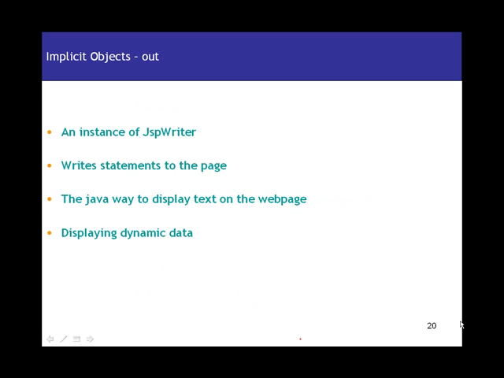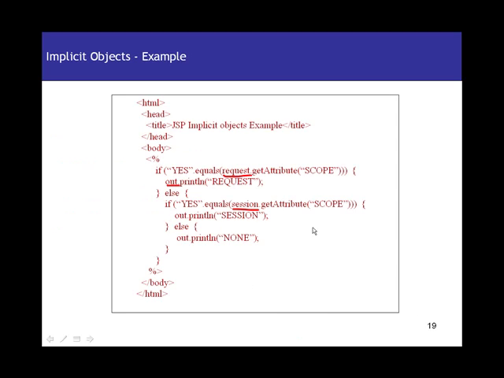Okay, so the first implicit object we have is the out, right? If we have a look at this previous example, we use the out object to print request and we use the out object to print the session here, right?